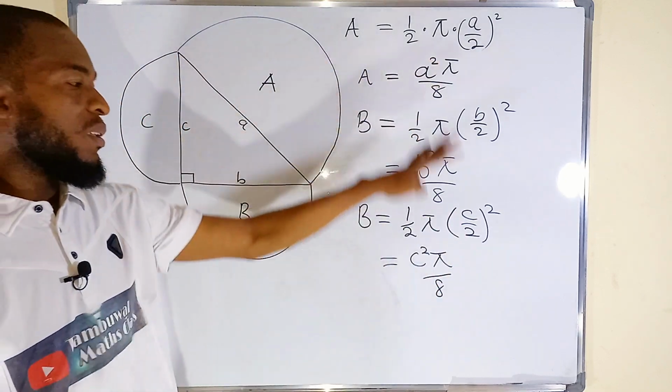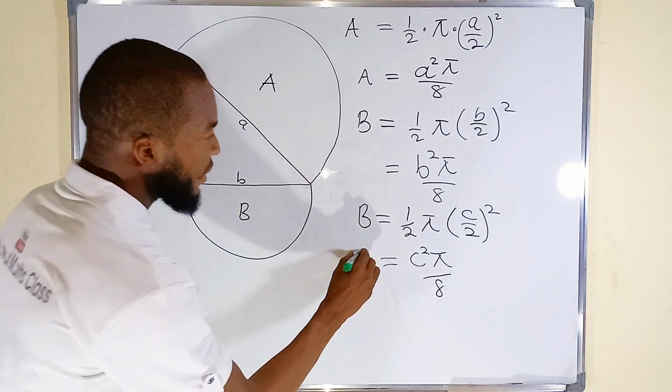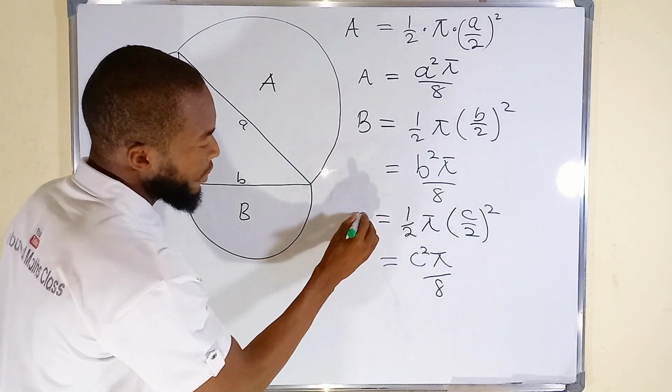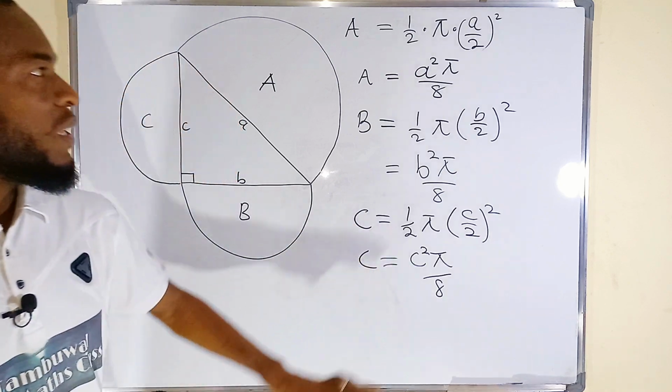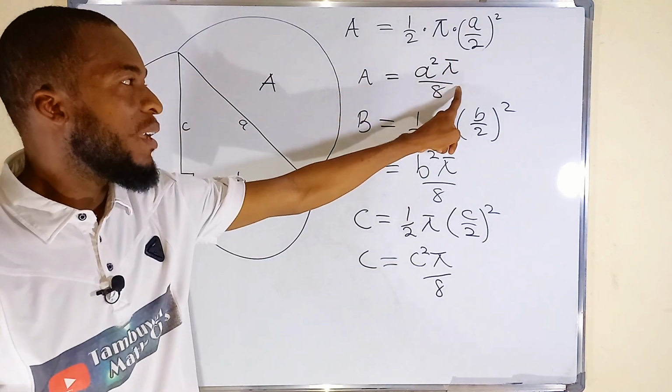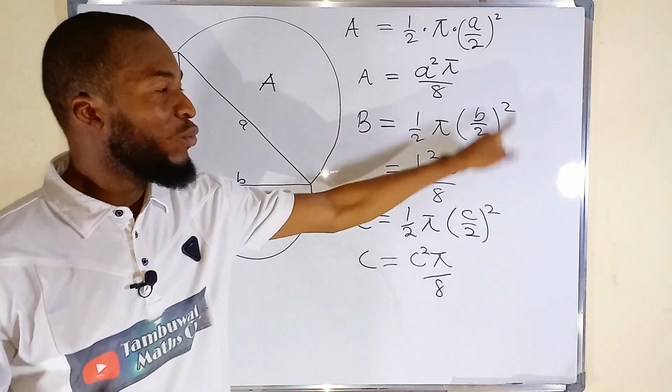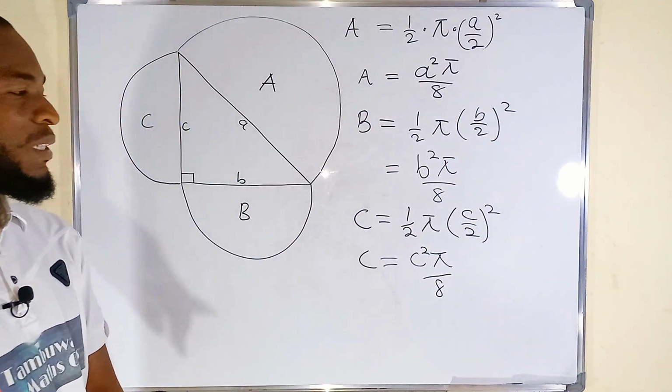So these are their respective areas. But we want to show that, okay, this is C, sorry. We want to show that this particular area is equal to the sum of these two areas. But how can we do that?